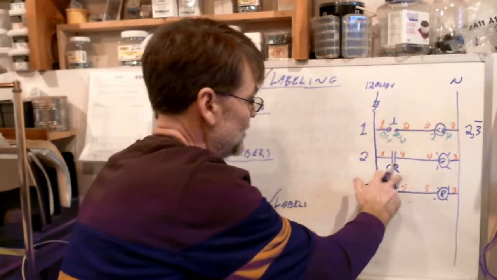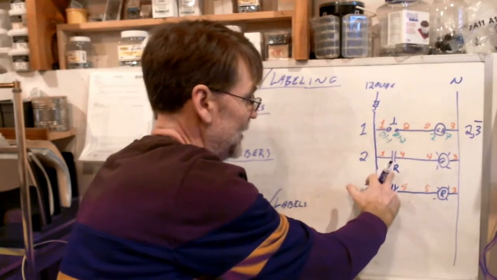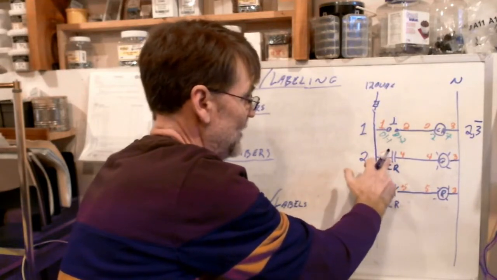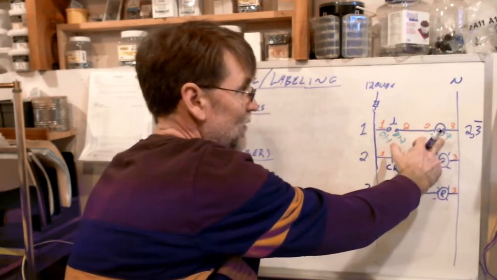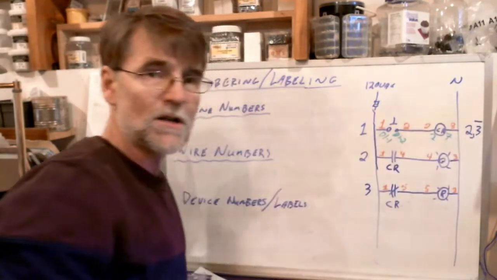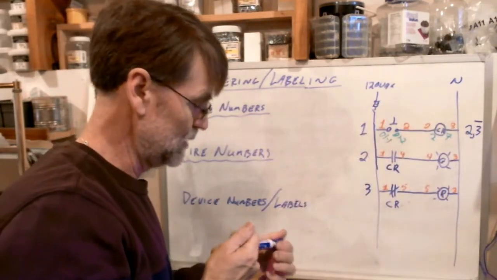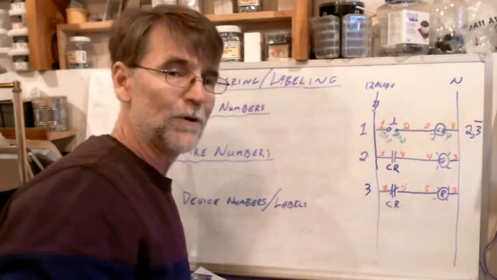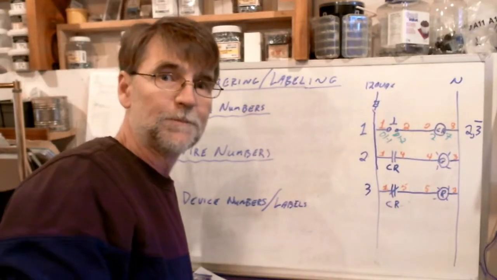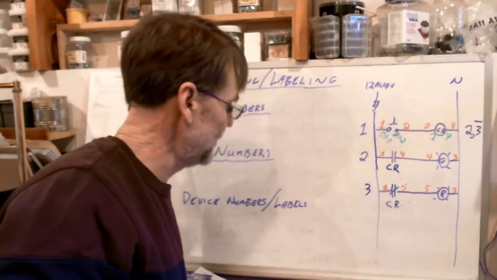So the conversation started with the fact that I have to label this so that I know that this is controlled by this. And then I have some cross-reference numbers that show me where I go in the ladder diagram to find out what's controlling what. Okay?